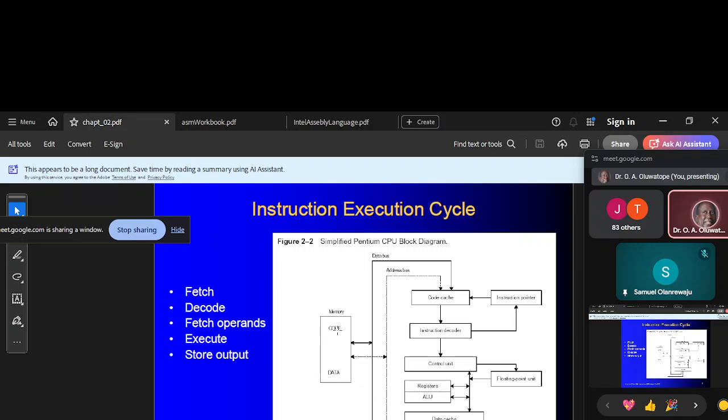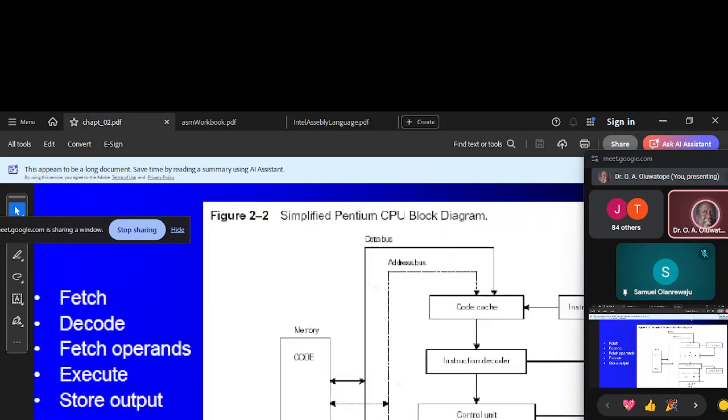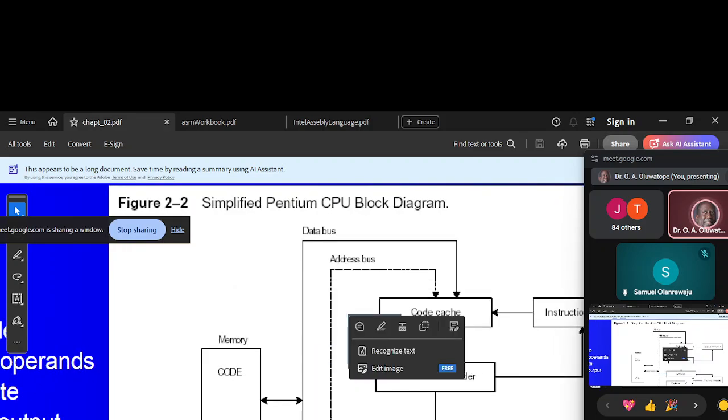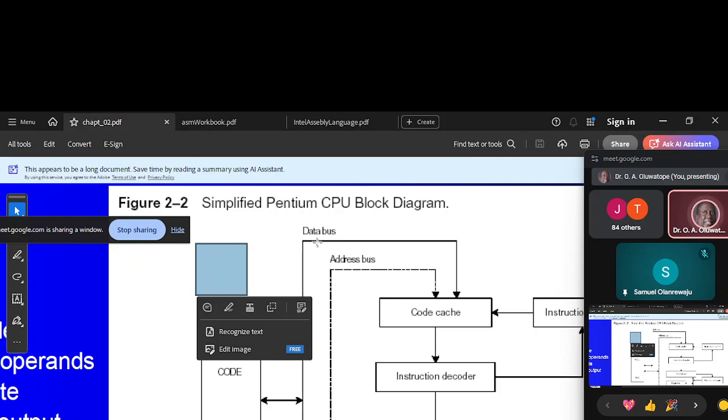You can see the memory contains code and data. For example, when you write your program, you put data somewhere and then you put your code somewhere. So both are read. Data will be streamed along the data bus. Code will be streamed along the address and control. And then the stages of instruction execution will take place. For example, both data and address are fetched into a code cache.